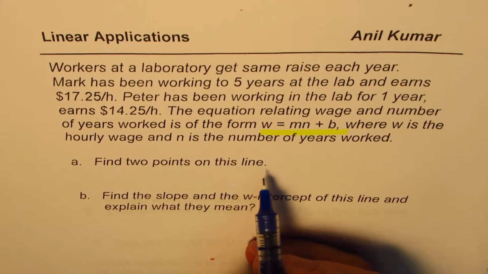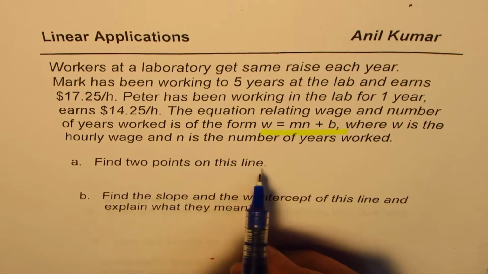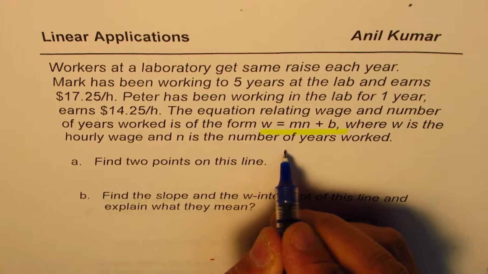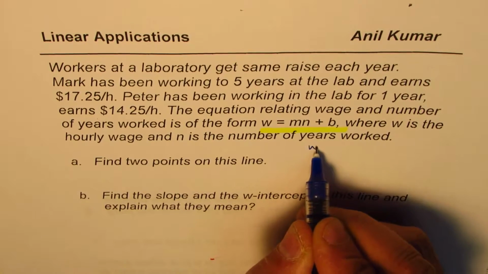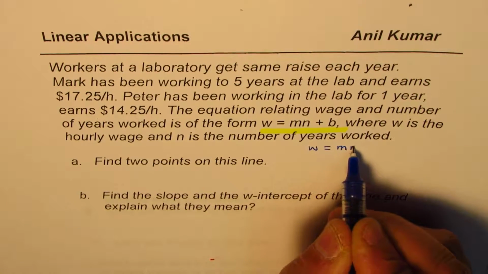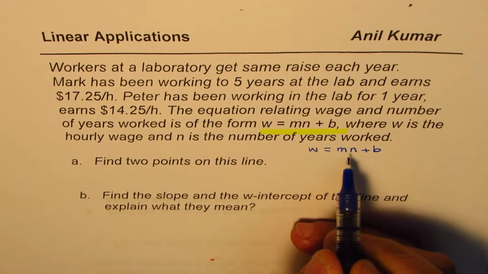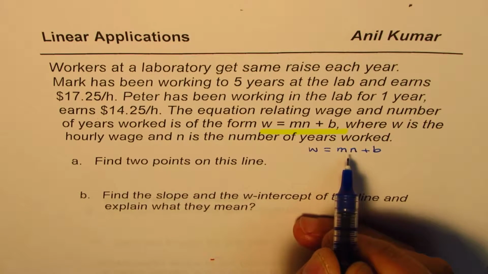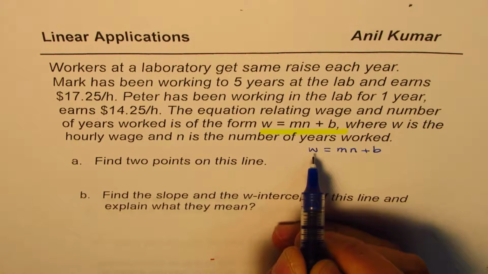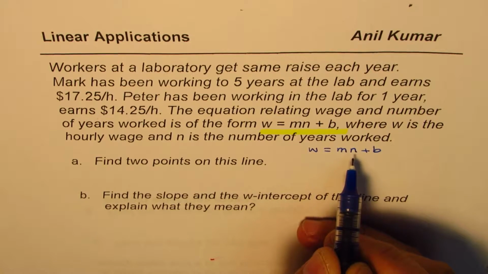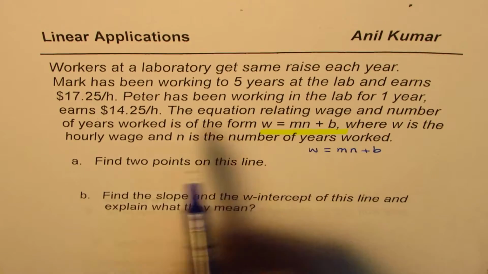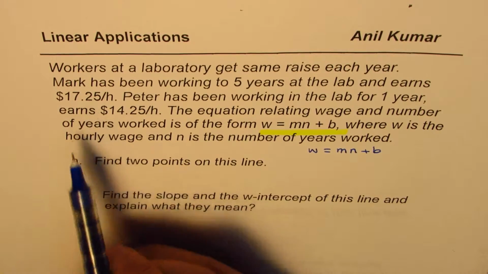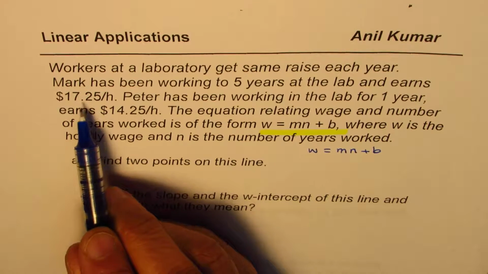Now let's answer the first question, which is find 2 points on this line. Let's look into the relation given to us: wages W equals M times N plus B. Here N is the independent variable and W is the dependent variable. So wages depend on the number of years worked, right? If you read this carefully, Mark is there for 5 years and his wages are 17.25. So one point is represented by the wages of Mark.